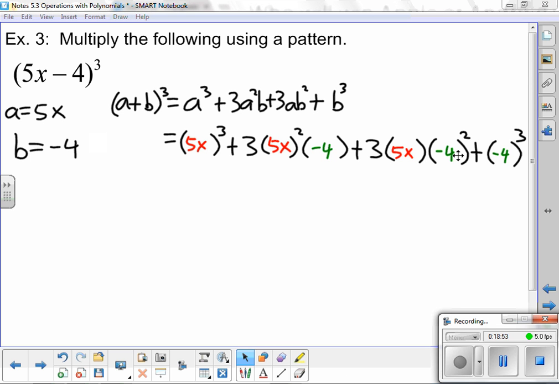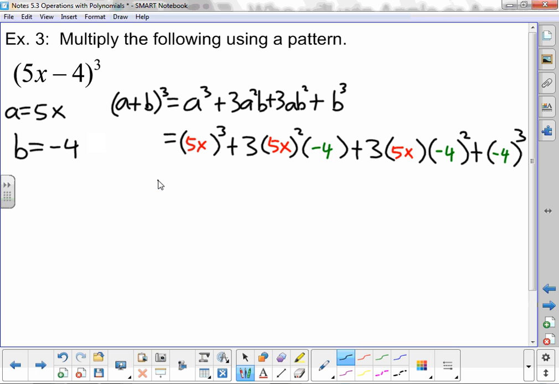All right, so basically what I'm going to do now is just simplify this thing. I'm going to cube this, square that, do all that nice good stuff. All right, so we got a 5x cubed. That's 5x times 5x times 5x. 5 times 5 is 25, times 5 is 125x cubed. So this first part right here is a 125x cubed.